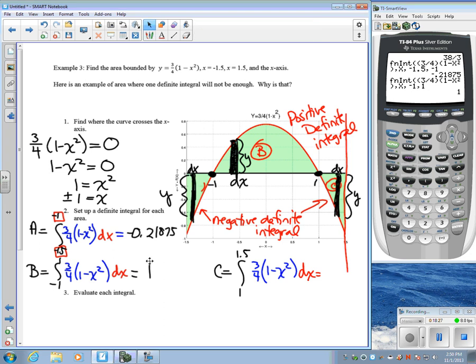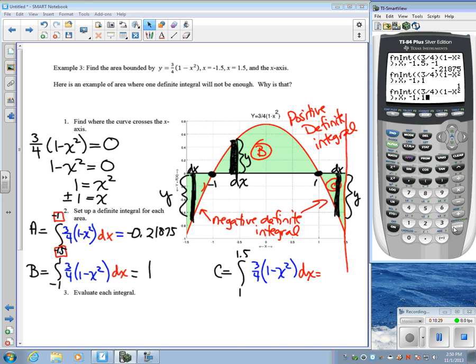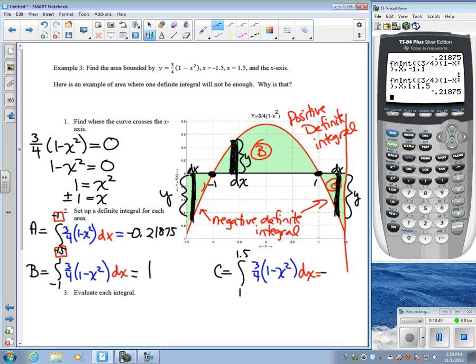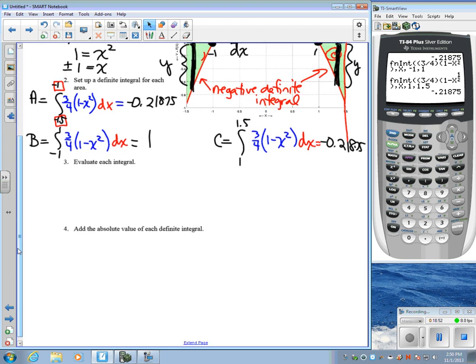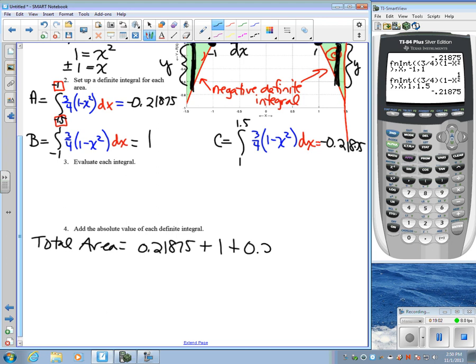Now we're going to do the same thing, second enter, to do our last region. And this region, we are going from 1 to 1.5. So again, even though you have multiple regions, it's not too bad to use your calculator to key them in and find the answers. So these are our three areas that we have, and again we have negatives. We're going to add the absolute values of them. So the total area is actually going to be 0.21875 plus 1 plus 0.21875. So we're going to add that all up.